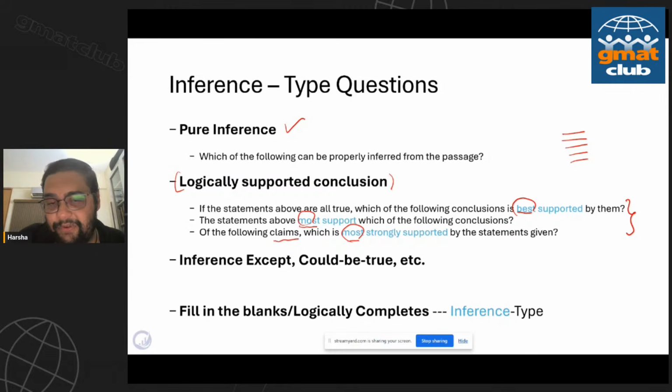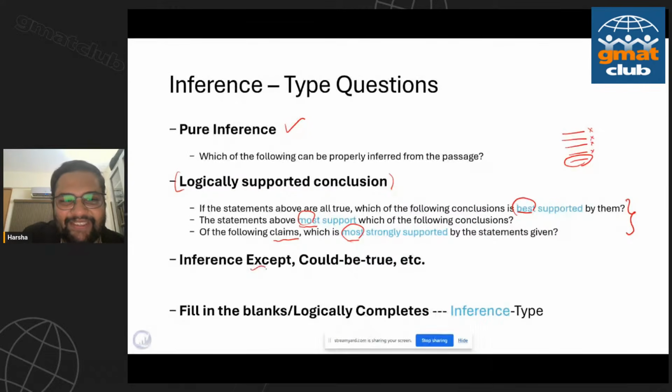So for a question like this, I would need to reject 4 choices because they're not logically supported. There's no real basis, no real support for that particular choice, and there'll be one choice which actually flows naturally from it. All right. Now, you also get these funky variation questions.